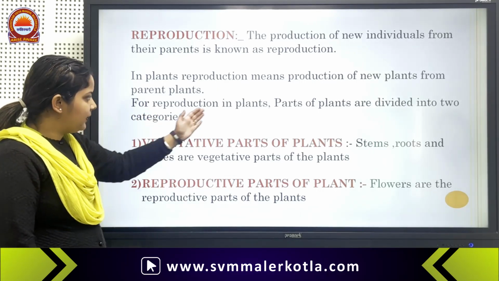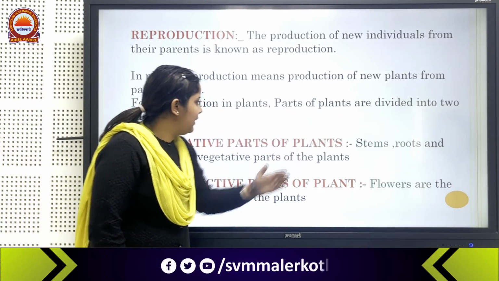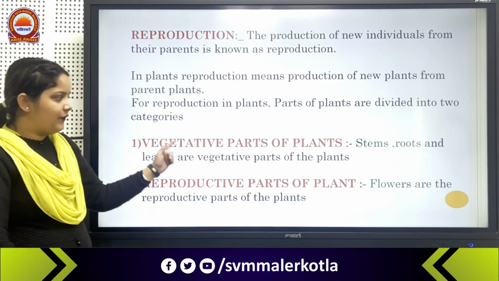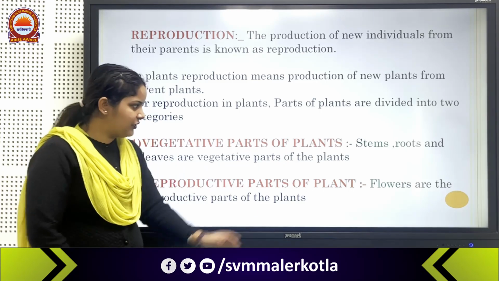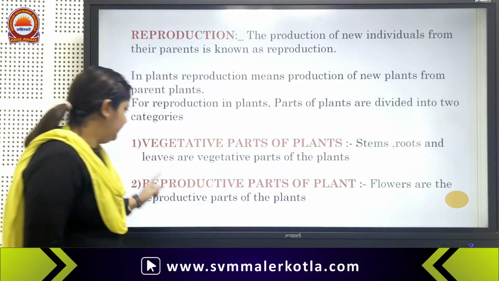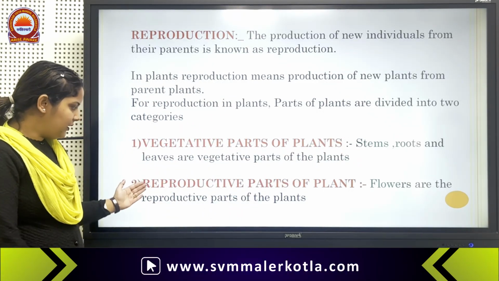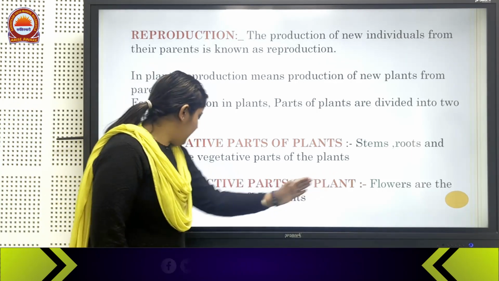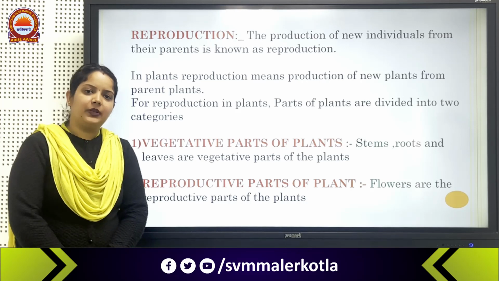For reproduction in plants, parts of plants are divided into two categories. The first one is vegetative parts of the plants, which are stems, roots and leaves. The second one is reproductive parts of the plant. Flowers are the reproductive parts of the plants.